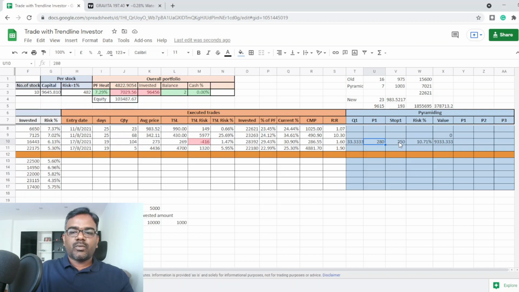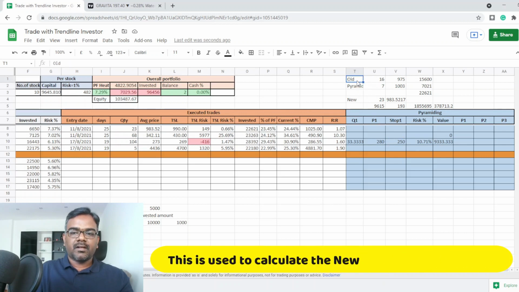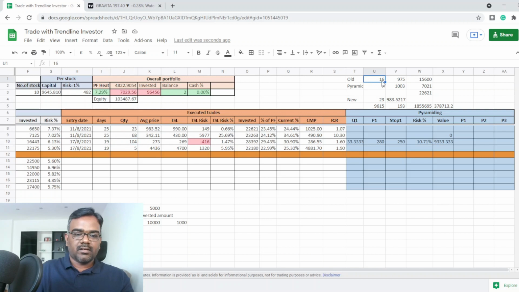Now let's say this is the plan and then you execute this trade. So then what do you do? You have old and you have pyramid here, right? So in the old, you take this value here, quantity, and you put that quantity here. So the first cell is quantity and then you put the old price. So old average price is 273, so you put 273 there. Then you take the pyramid. Pyramid means the new quantity that you bought. Because it's going high, you want to take advantage. So quantity is 33. And let's say you bought around 280.